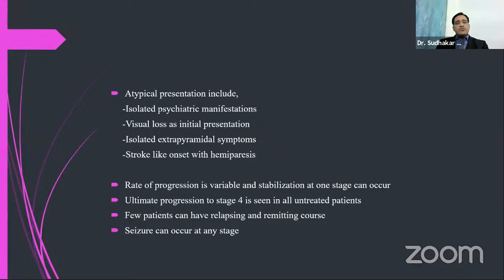Sometimes there can be stabilization at one of the above stages, but it is for a transient period of time, and later it is followed by progression again, and it leads to stage 4 and further vegetative state and expiry. A few patients are also going to have a relapsing and remitting course, but it is not very commonly seen. And regarding seizures, they can be seen in any of the above stages, but usually they are seen in stage 2 or stage 3.